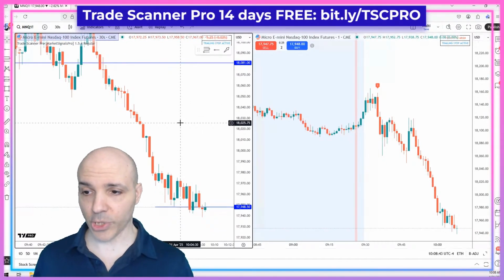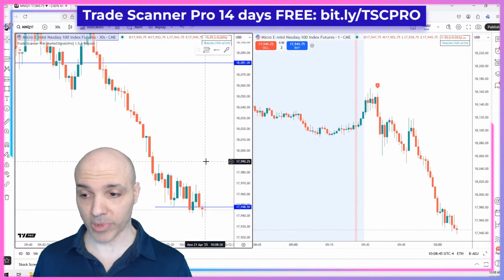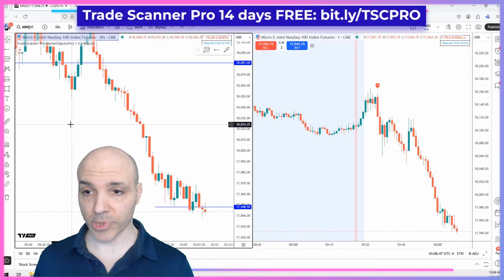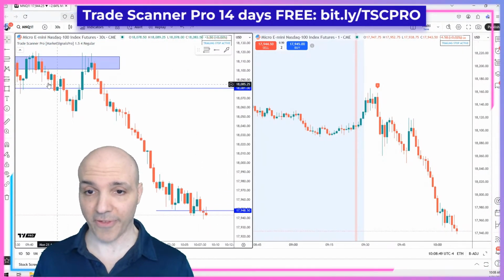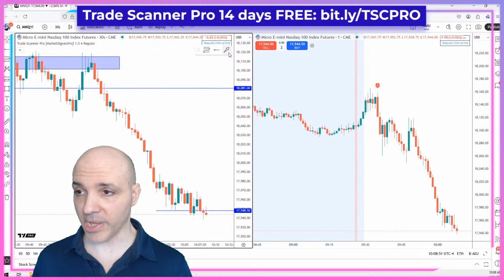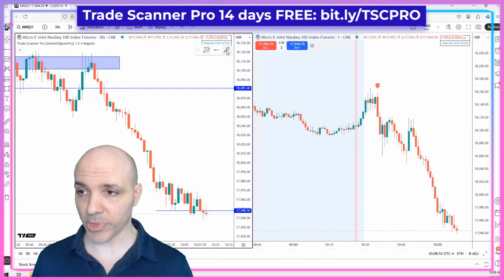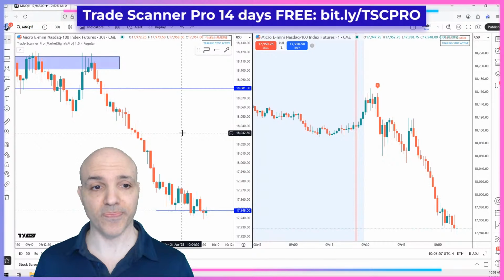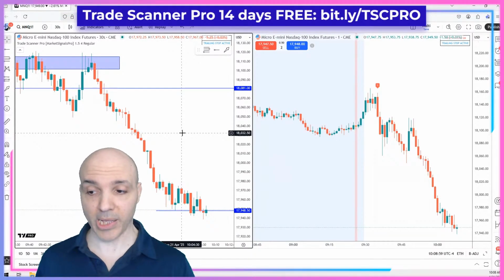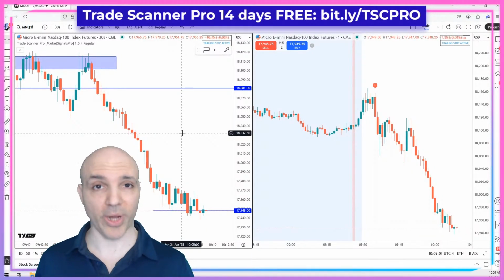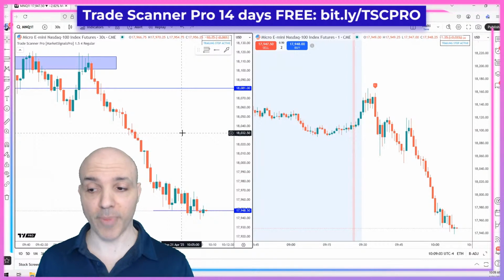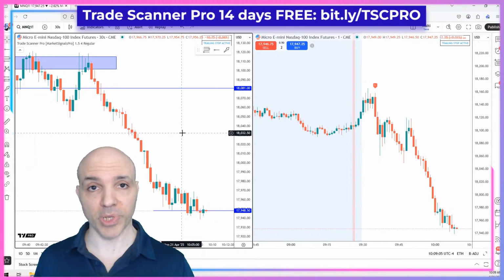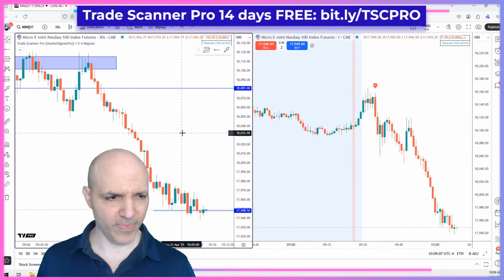In order for me to take a trade, like I said, this thing's going to have to bounce. It's going to have to deliver some kind of significant bounce, something along these lines. If I don't get this, I've got nothing to do. The Trade Scanner Pro is a tool that measures retracements. It's a confirmation tool, and the way it confirms is it measures a retracement.